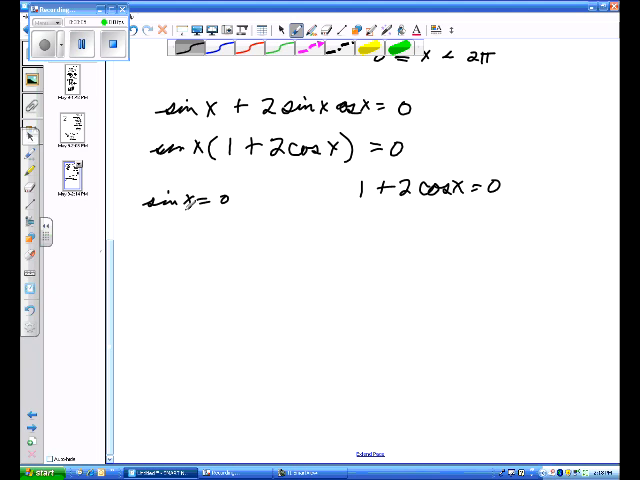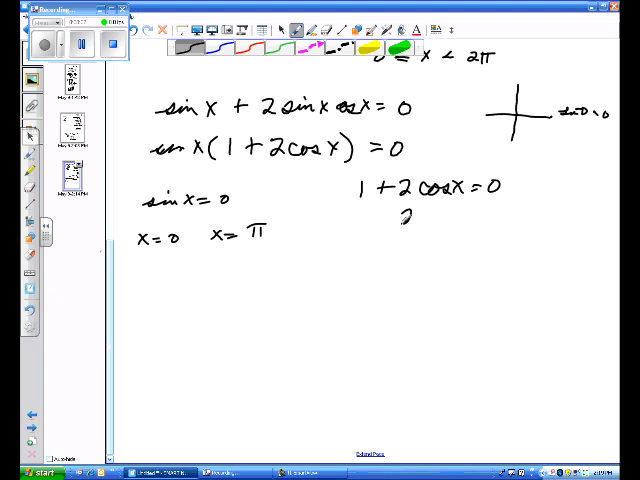So here we're looking for an angle whose sine is 0. Well, back in an earlier lesson, we learned that the sine of 0 was 0, and also when we reflected it across the x-axis, so at pi, 180 degrees, or at pi. So x equals 0, or x equals pi.